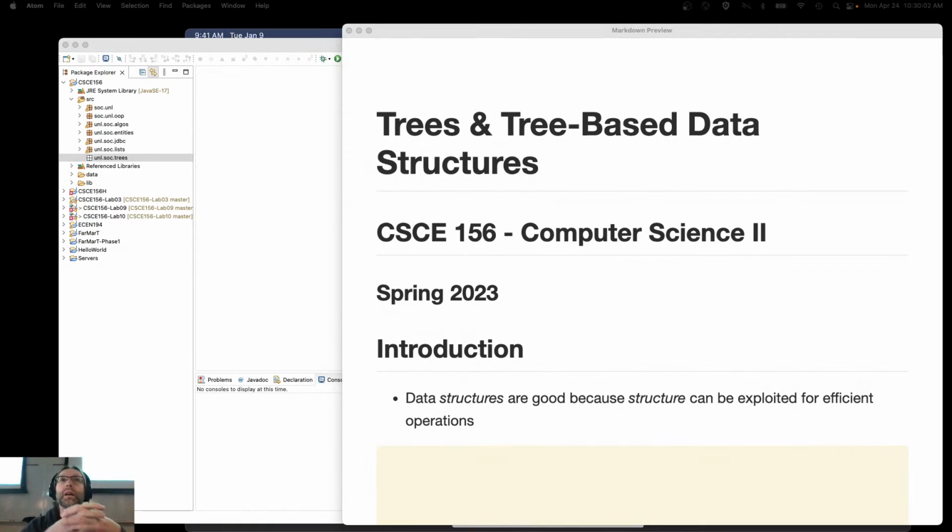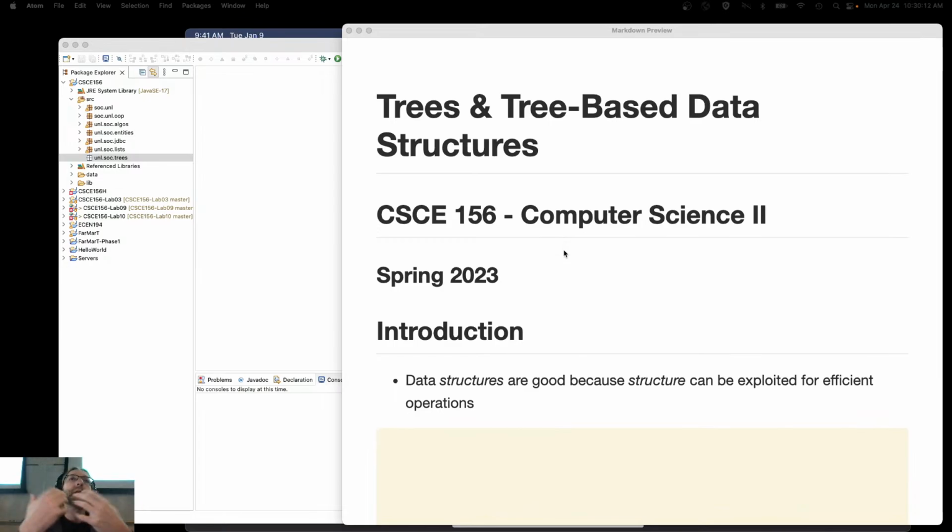All right, so today, or in the next 3 weeks, we're doing the final module for this course, which is trees and tree-based data structures. This is going to be a culmination of a lot of the data structures that we've developed and looked at so far. And we like data structures, emphasis on structures here. The reason that we like data structures is that they have structure, right? And that structure can potentially be exploited for efficient operations. The more structure that a data structure has, the more that can be exploited, right?